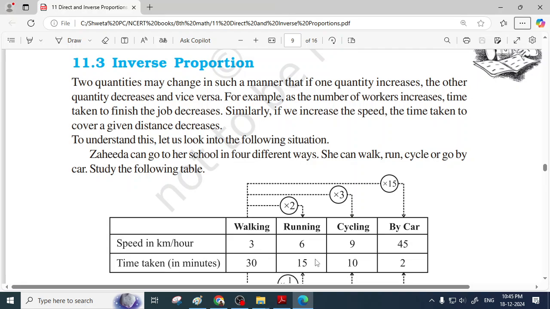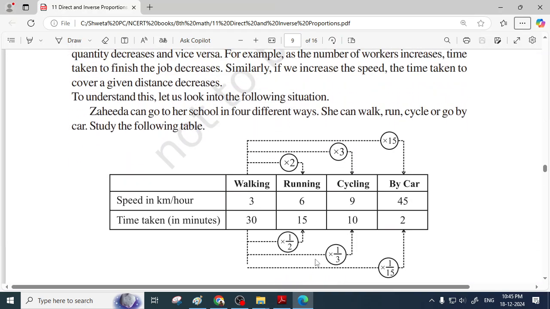Inverse proportion. Two quantities may change in such a manner that if one quantity increases, the other quantity decreases, and vice versa. For example, as the number of workers increases, time taken to finish the job decreases. Similarly, if we increase the speed, the time taken to cover a given distance decreases. Let us consider an example.